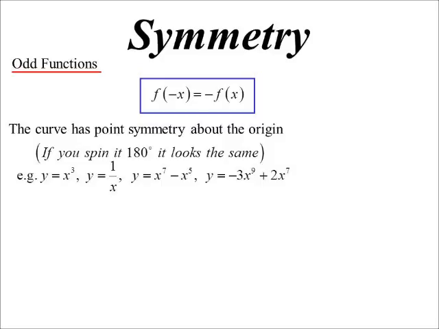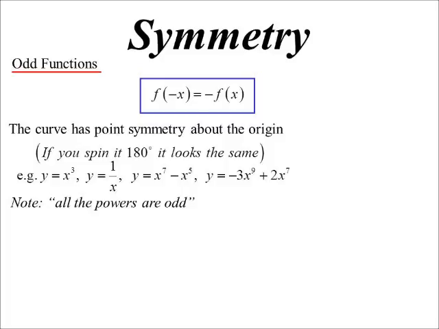y equals x cubed. y equals 1 on x. y equals x to the 7 minus x to the 5 would be an odd function. In fact, minus 3x to the power of 9 plus 2x to the power of 7, that would be an odd function. When you're dealing with polynomials, it's really easy because all the powers are odd in an odd function. That works out nice. But again, that's not good enough for a proof. But if they haven't asked you to prove it and you just want to know, and you say, oh, look, all the powers are odd, I know it's an odd function.